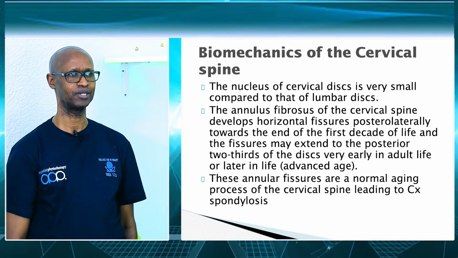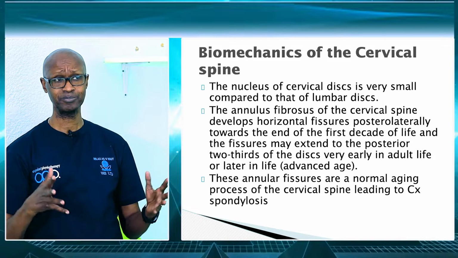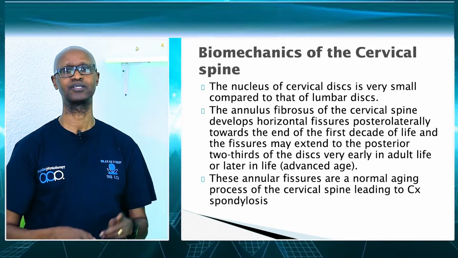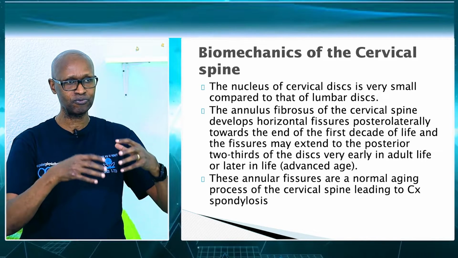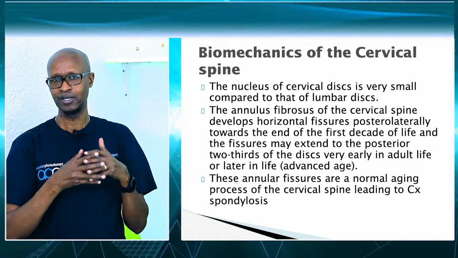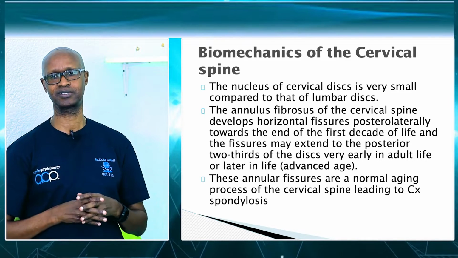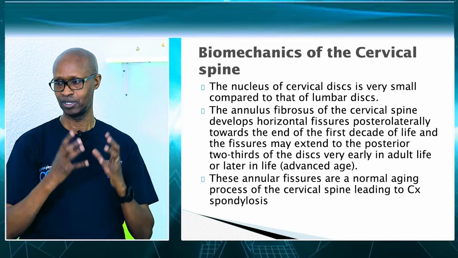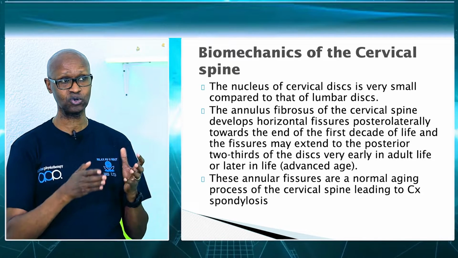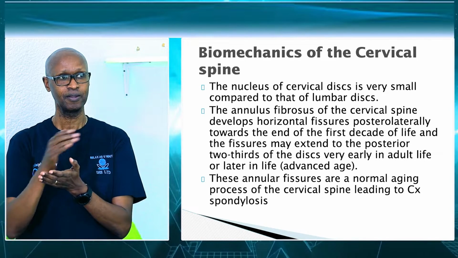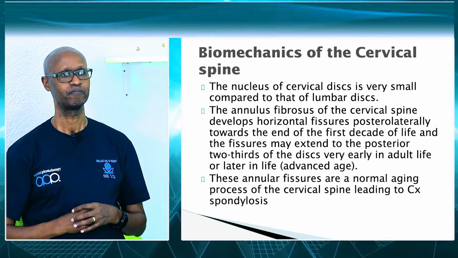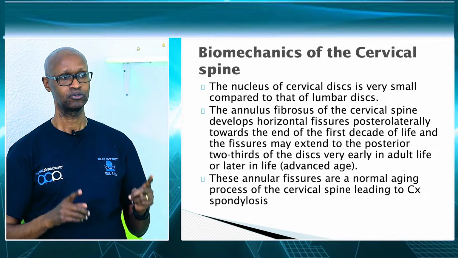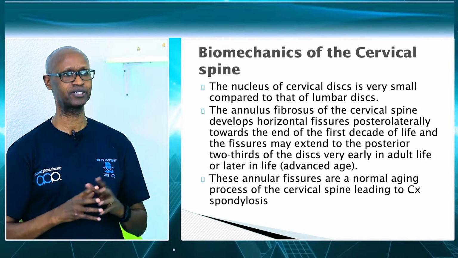Compared to the lumbar, the annulus fibrosis develops sometimes horizontal fissures posterolaterally toward the end of the first decade of life. So from 9 to 10 years, because the cervical spine has started to carry the weight of the head, it already starts to have some fissures posterolaterally that sometimes may extend to the posterior third of the disc very early in adult age.